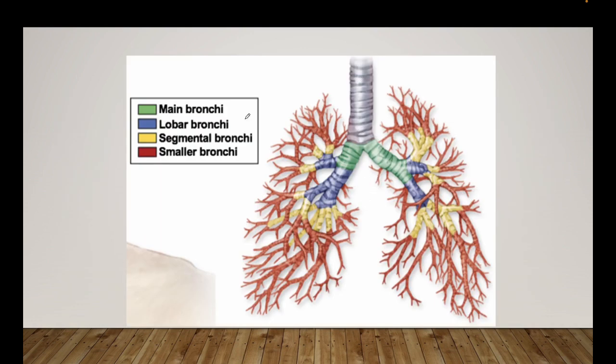The trachea divides into the main bronchi, the primary bronchi, one in each lung. Then the primary bronchi will divide into secondary bronchi or lobar bronchi. Each one will go to its lobe. Then the secondary bronchi will divide into segmental bronchi or tertiary bronchi. Then we have subsegmental bronchi, and finally bronchioles. Then we come to the terminal bronchioles, then respiratory bronchioles, and so on.